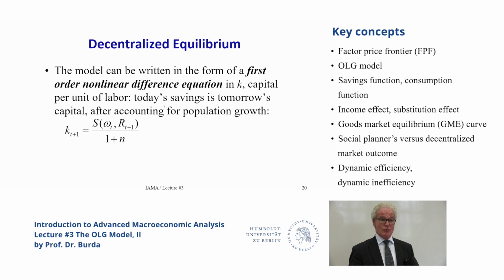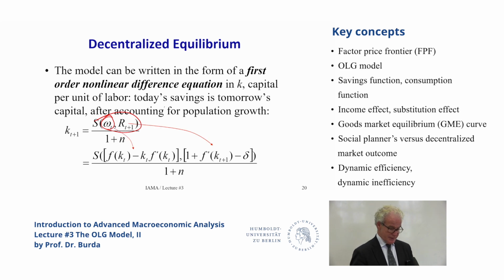And we can show this formally by just writing down a first-order difference equation expressing k_{t+1} as a function of k_t. And k_t is embedded in this savings function, in the following way. It's embedded in these two factor returns. If I plug in the value of omega_t, it's equal to the GDP minus the capital stock per capita times the marginal product of capital, which is the rate of return on capital, and that would give rise to this dependence of k_{t+1} on k_t.